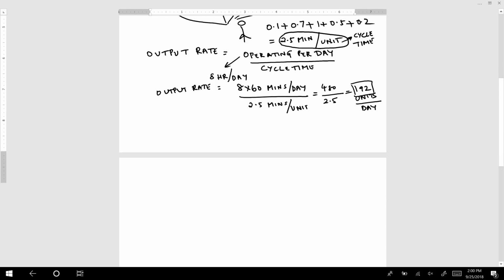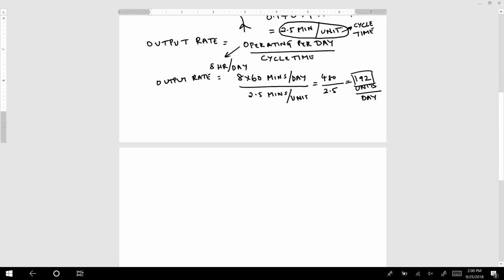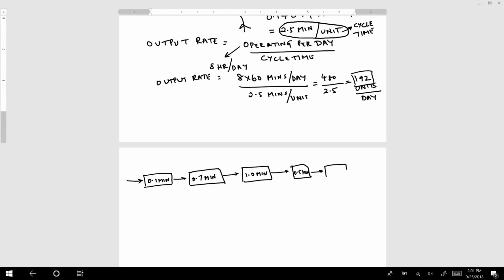Suppose we take the same problem and assign one person to each of the tasks. So suppose I have the same process. This takes 0.1 minute and I have products flowing through this, and then I have this 0.7 minutes, and then the third takes 1.0 minutes or 1 minute, and then the fourth would take 0.5 minute, and finally the last task will take 0.2 minute. And then we are looking at assigning one person to each of the tasks.